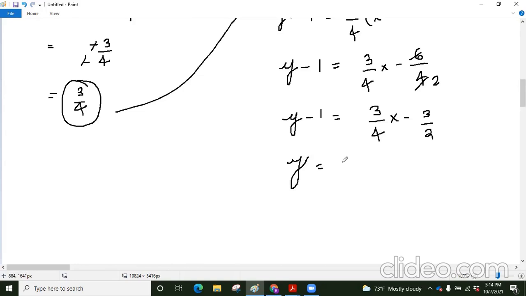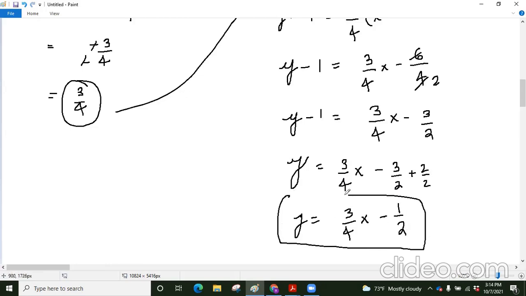And you're going to add 1 to both sides. So you're going to say this is y equals 3 over 4x minus 3 over 2 plus 1, which you can think of as 2 over 2. So this is y equals 3 over 4x minus 1 over 2. And that is the equation of the tangent line.